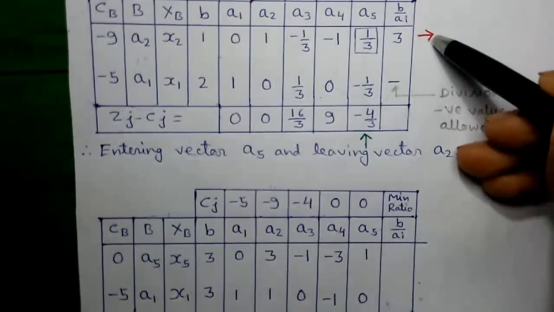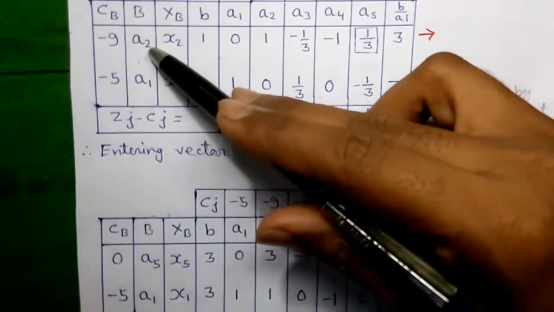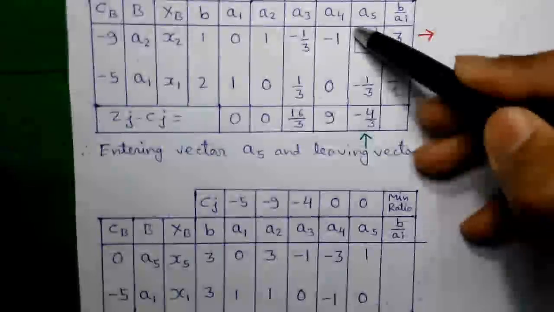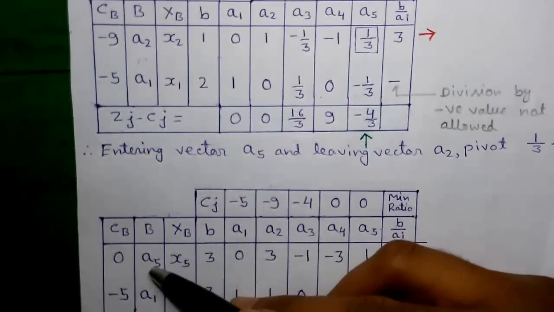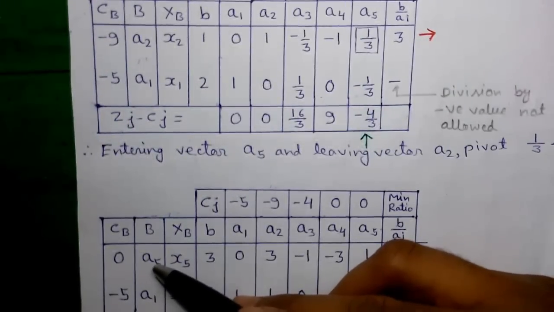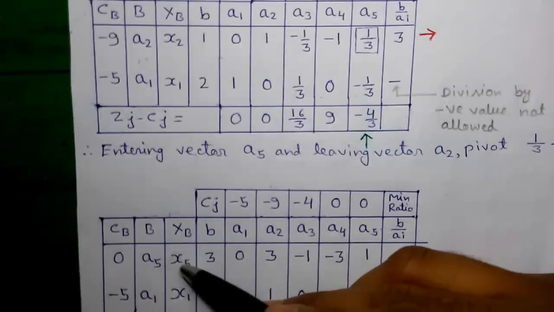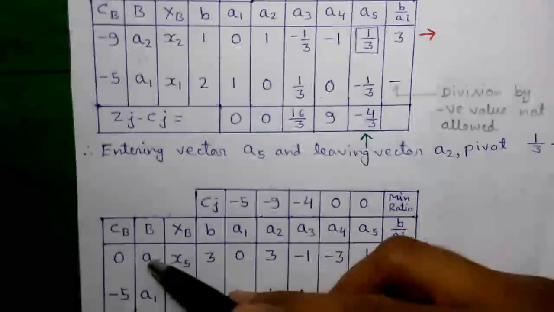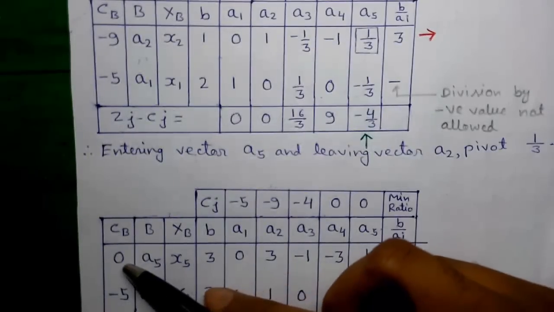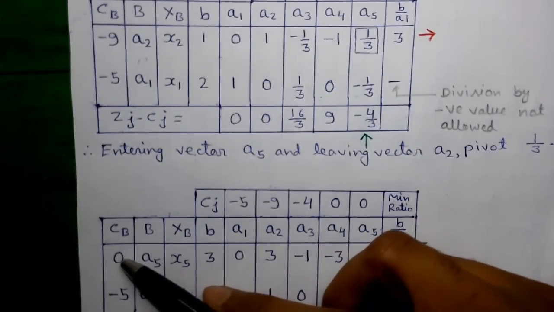And next, this exiting vector or A2 vector will be replaced by the entering vector A5. So that is written here. A2 is replaced by A5 and the corresponding variable is X5. And the value above the A5 is 0, that is written here. This is the cost of basic value. So this is our third simplex table where the A2 vector is replaced by the A5 vector.